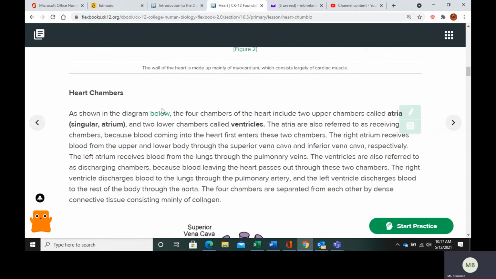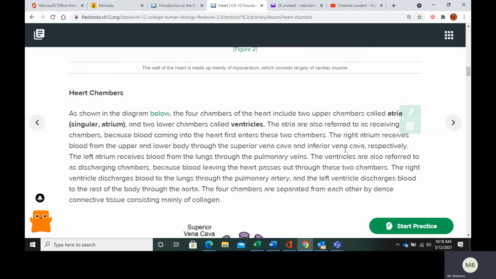So the heart chambers. There are 4 chambers of the heart. There are 2 upper chambers called the atria and 2 lower chambers called the ventricles. The atria are going to be receiving the blood. So the right atrium receives from the upper and lower body through the vena cavas. The left atrium is going to receive blood from the lungs through the pulmonary veins.